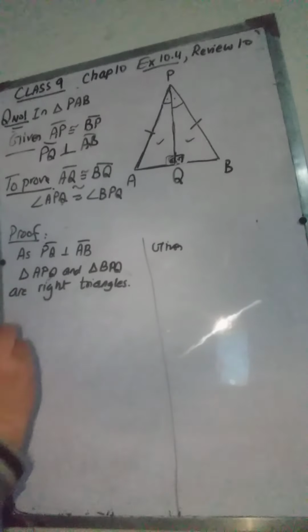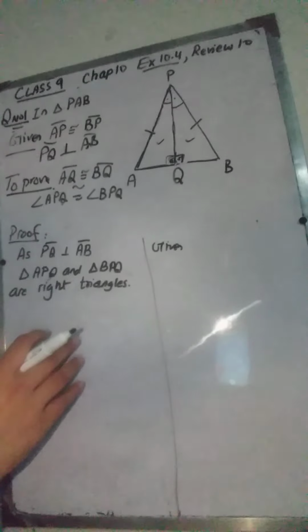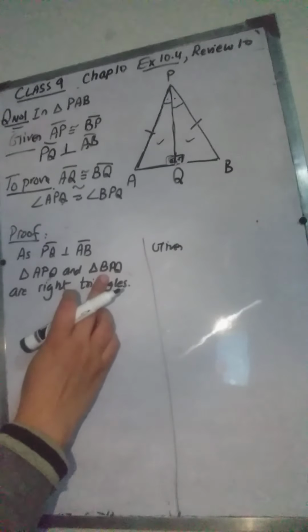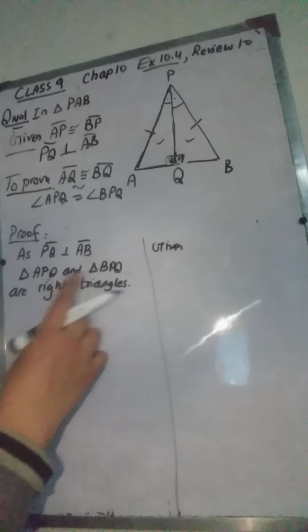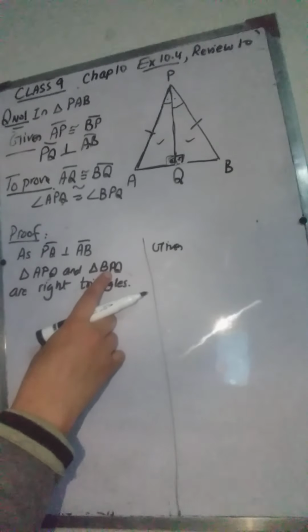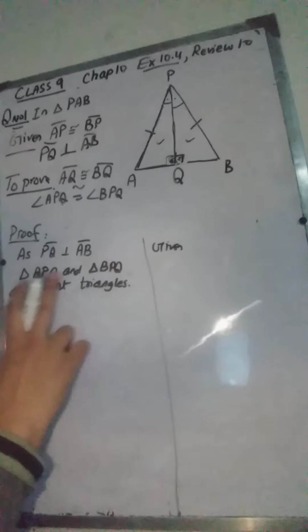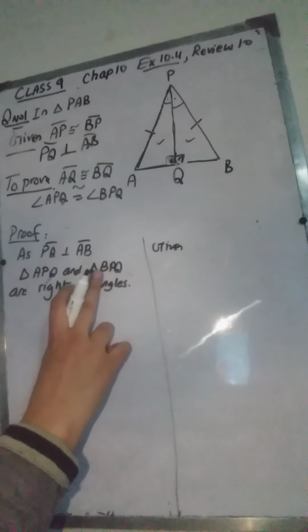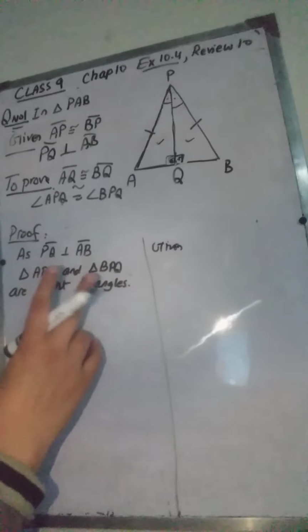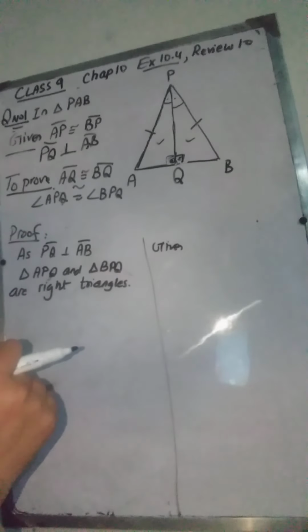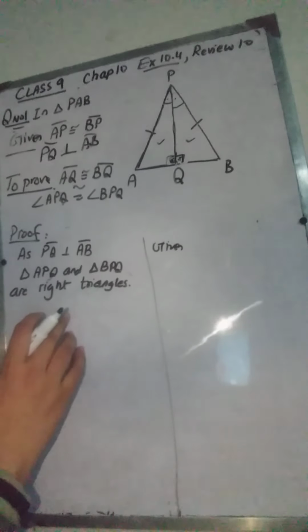Now if these two triangles are right triangles, and we have the hypotenuse of both triangles and any one side of this triangle and the corresponding side of triangle BPQ, that is, if two sides of this triangle are congruent to two sides of triangle BPQ such that one of the sides is the hypotenuse, then the triangles can be proved to be congruent.